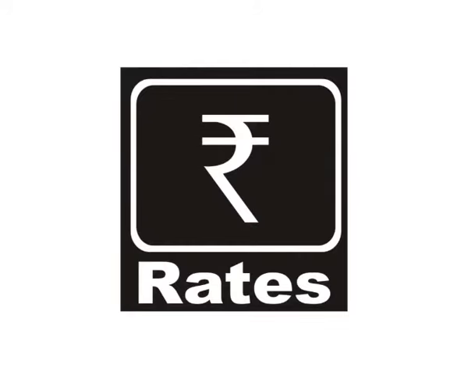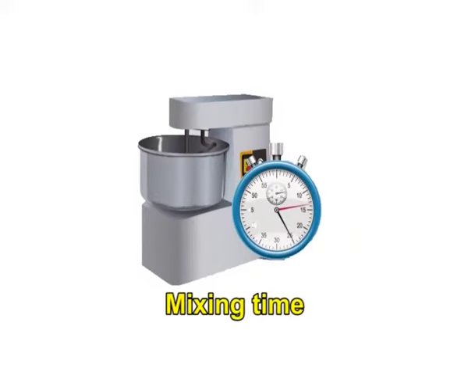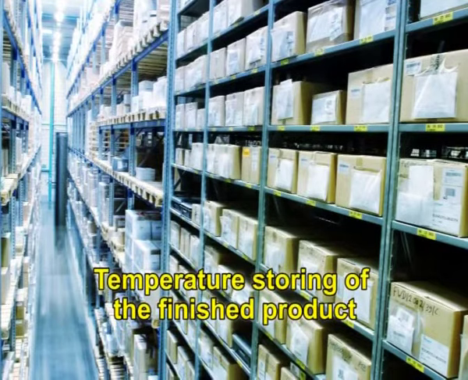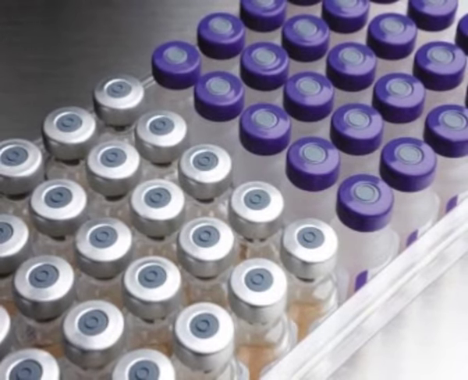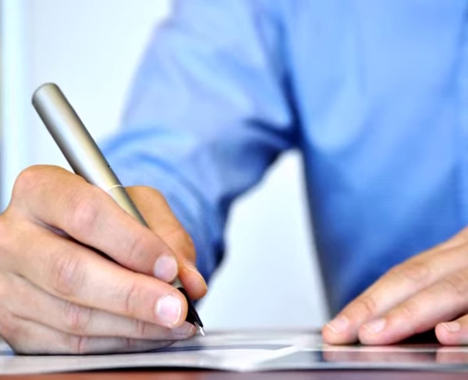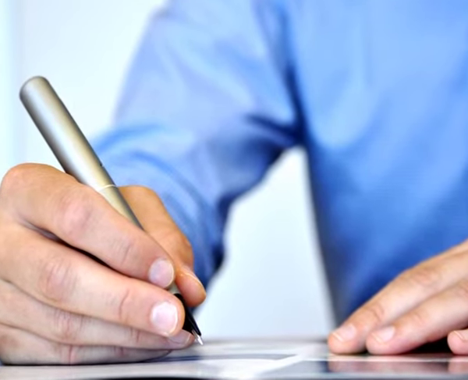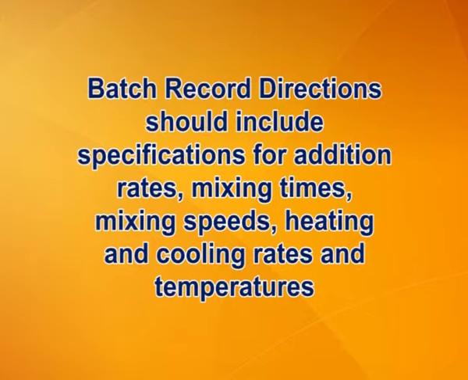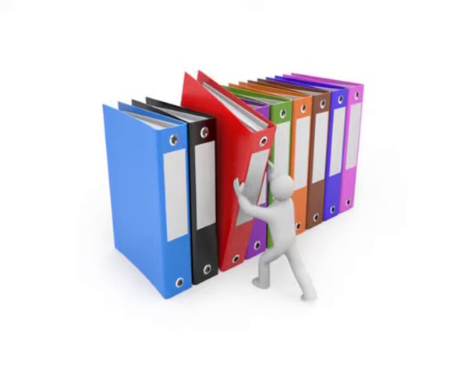Various specifications like addition rates, mixing time, mixing speed, heating and cooling rates, temperature, storing of the finished product samples should be maintained in the batch recording directions. Manufacturing directions should be in a language understandable by the operator, which is termed Standard Operating Procedures, the SOPs. Batch records directions should include the specifications for addition rates, mixing time, mixing speeds, heating and cooling rates and temperatures. Proper documentation should be carried out.